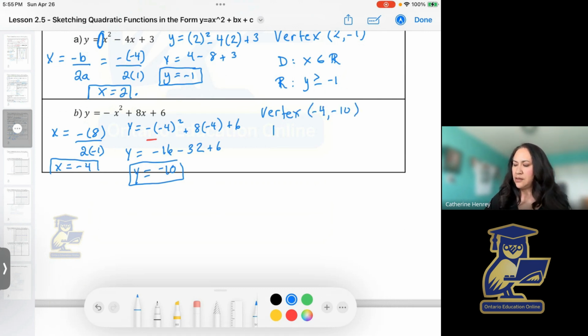My domain, always the same, x is an element of real numbers. And here, we look in front of the x squared term, we have a negative a value, which means this parabola is going to open down. So the range then, y values have to be less than or equal to the y value of the vertex, which is negative 10.